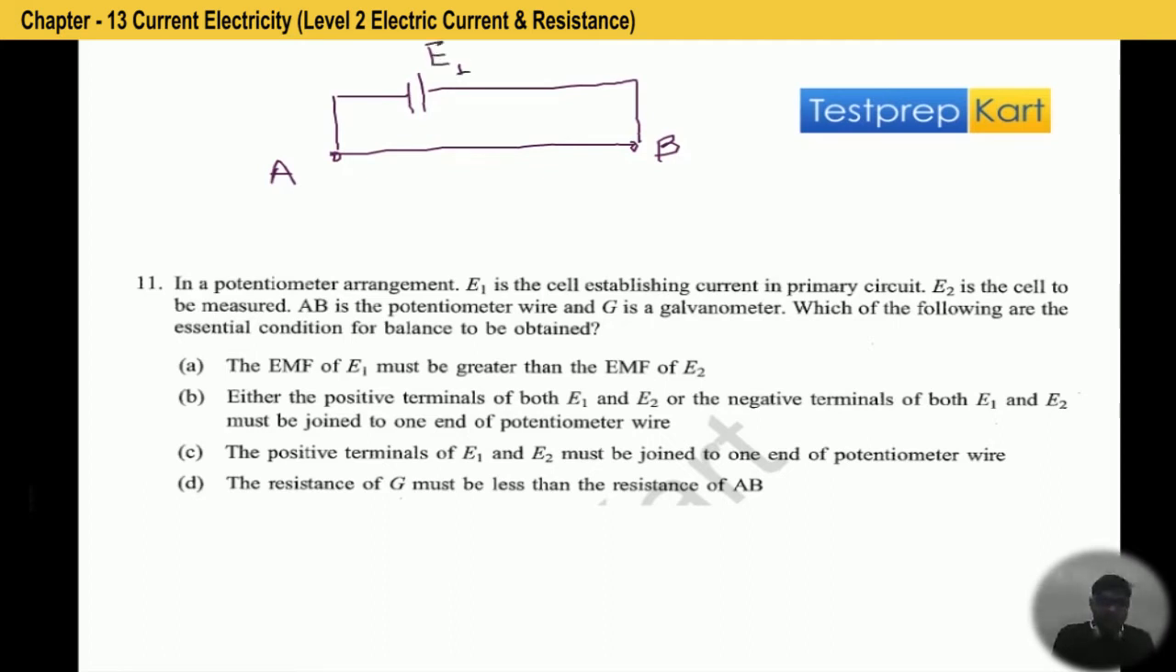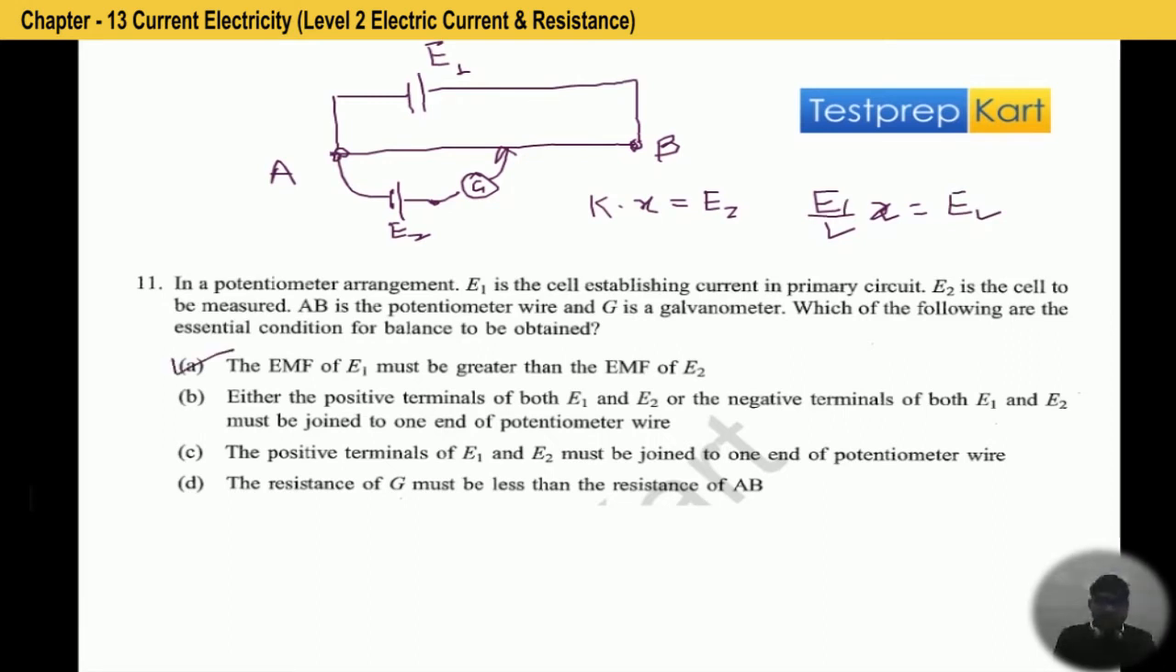Now E2 must be connected at terminal A and followed by a galvanometer to get the balance condition. So first statement: EMF E1 must be greater than EMF of E2. It is right, because only when E1 is greater than E2 can it develop a potential difference across AB that can be measured through K into X into E2, where K into X is E over L, the length of wire, into E2. So E1 must be greater than E2.